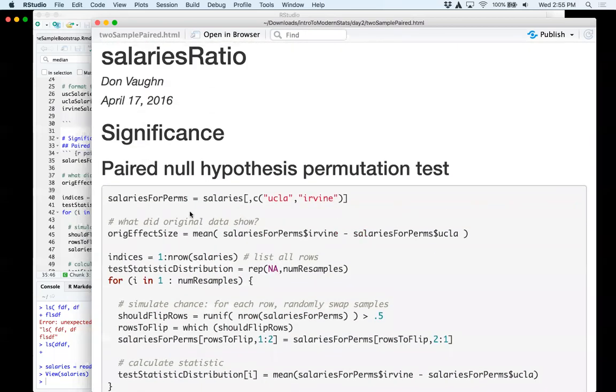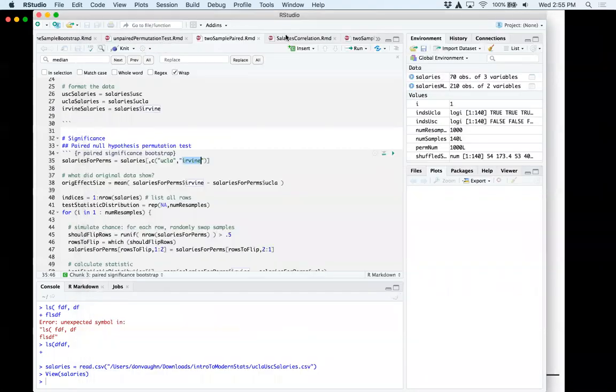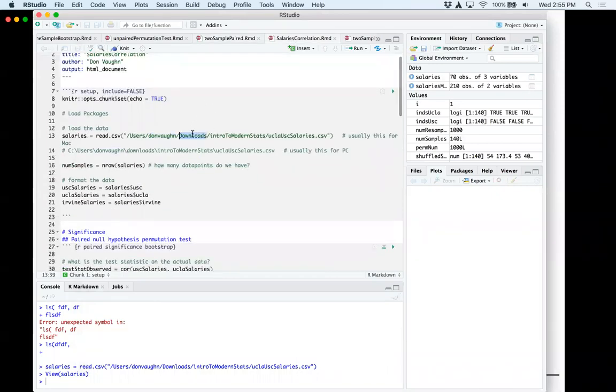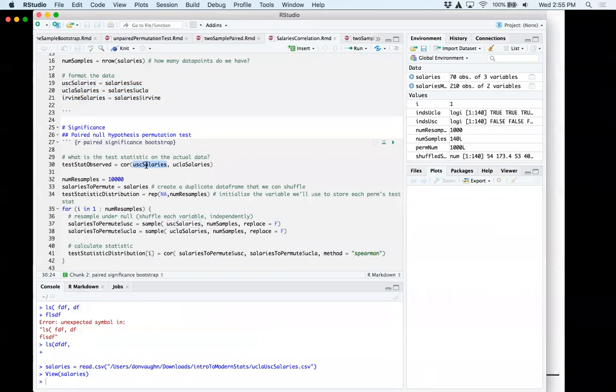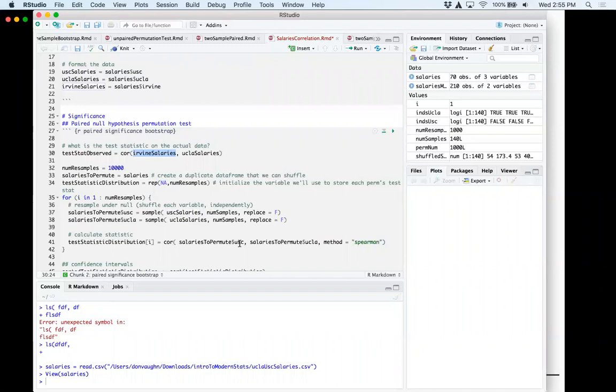So where is that? Over here. Irvine. Okay, where's my test? Salaries, correlation. I load my data. I format the data all right here and get all these nice names. So instead of correlating USC and UCLA, I might simply correlate Irvine and UCLA. And here, instead of USC, I do Irvine. I've changed it in a few places.